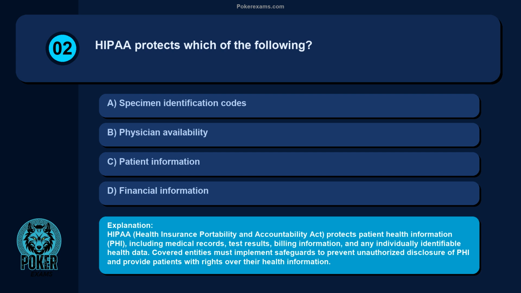HIPAA, Health Insurance Portability and Accountability Act, protects patient health information, PHI, including medical records, test results, billing information, and any individually identifiable health data. Covered entities must implement safeguards to prevent unauthorized disclosure of PHI and provide patients with rights over their health information.